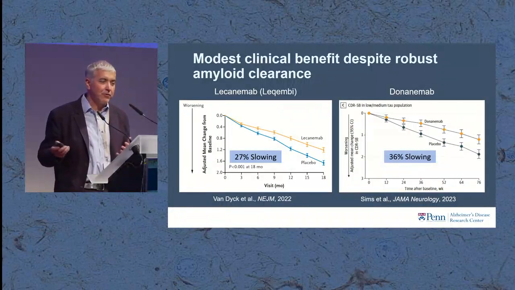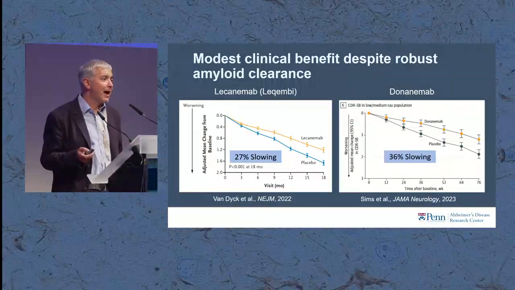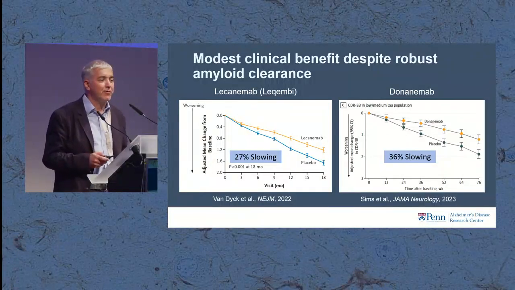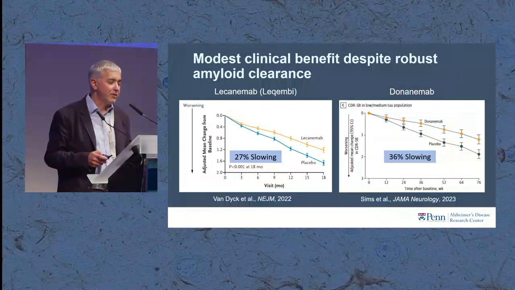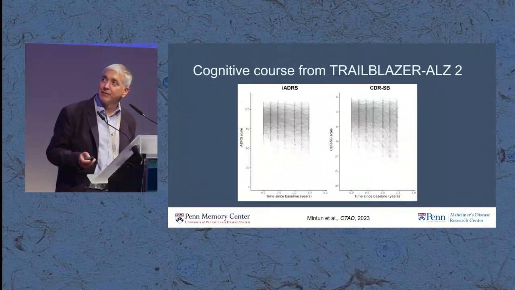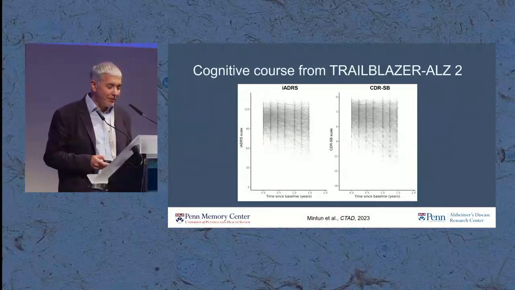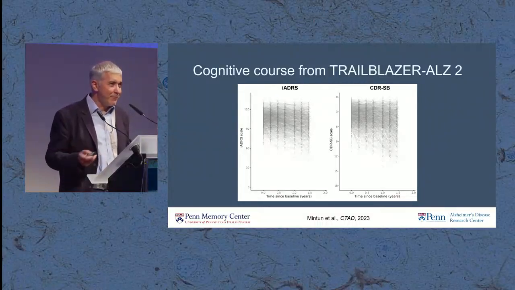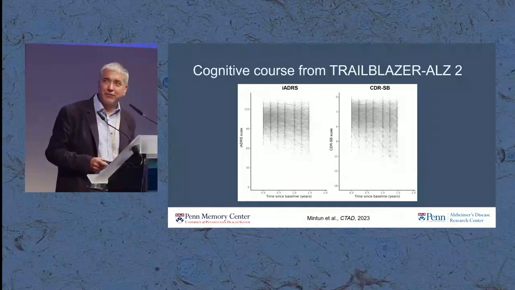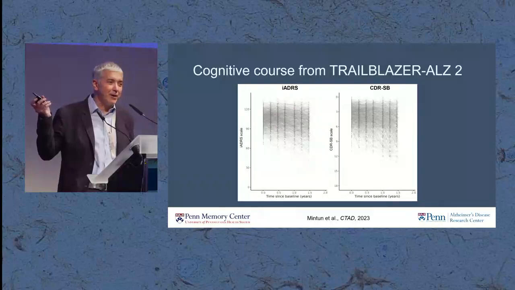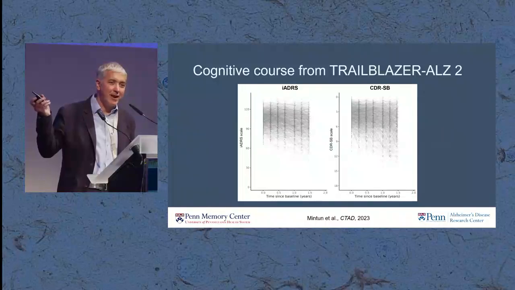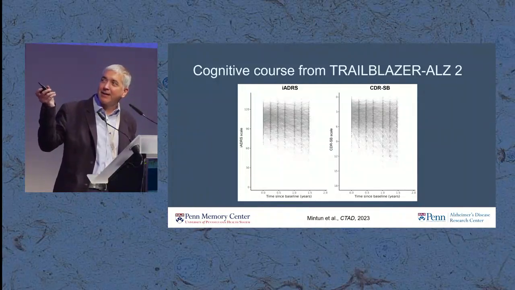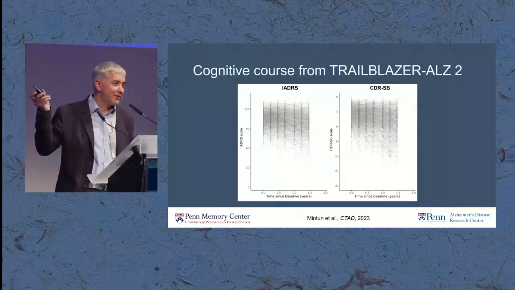And in general, these two drugs are pretty similar in slowing down the disease by about 30% on standard clinical measures. And one thing, to link to things that we talked about earlier today, this is actually the spaghetti plots from the TRAILBLAZER-ALZ 2 study, which was the study of donanemab, looking at cognitive outcomes in all of the patients in that study.